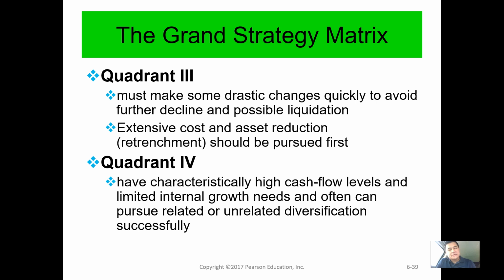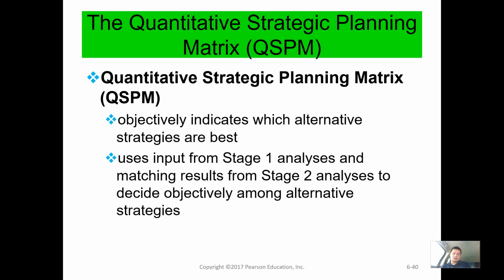Quadrant 4 has characteristically high cash flow levels and limited internal growth needs, and often can pursue related and unrelated diversification successfully. And the last one is the QSPM, a very useful matrix model, or analyzing tool. QSPM objectively indicates which alternative strategies are best, and uses input from the stage 1 analysis and matching results from the stage 2 analysis to decide objectively among alternative strategies.